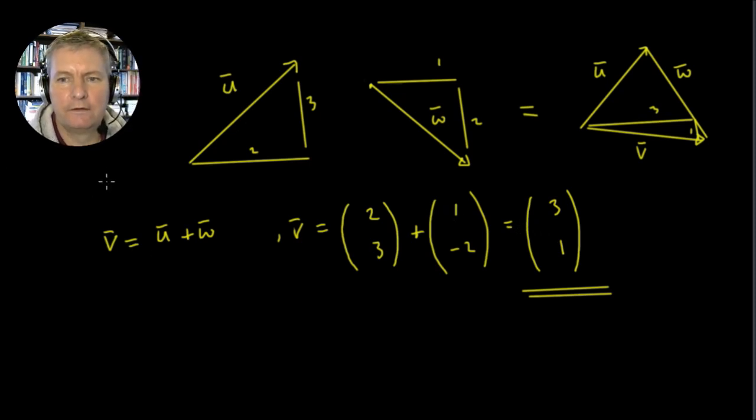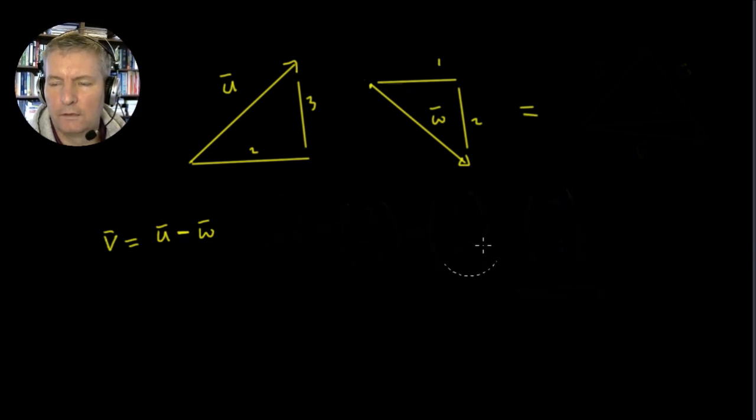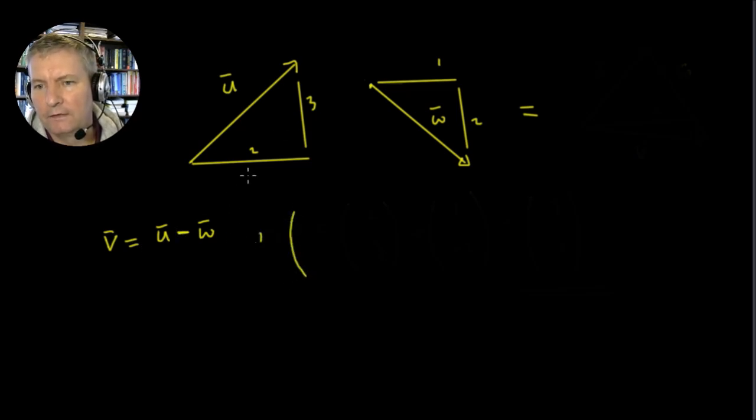So let's say we're asked to find the vector u minus the vector w. So let's say v equals u minus w. How's this going to change what we have here? Well, let's rub some of this out first of all. We don't need this here, and we don't need this here for the moment. So now the vector u minus the vector w, well, we can do it in component form. We can say the vector u is (3, 2) minus the vector w, which is (1, 2). So in component form it's quite straightforward.